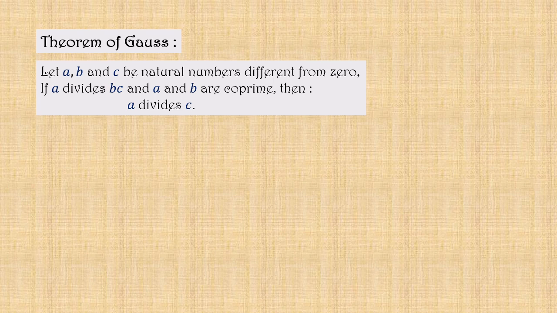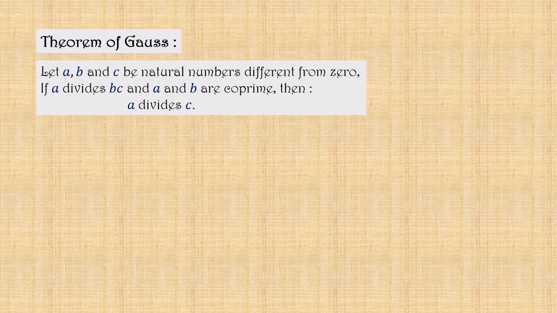In this video we're going to see how to prove Gauss's theorem. This theorem of arithmetic is also known as Gauss's lemma, and it is very useful to the resolution of Diophantine equations. Let's suppose that we have three natural numbers different from 0, a, b and c, such that a and b are coprime and that a divides the product bc. Then, according to this theorem, a divides c.